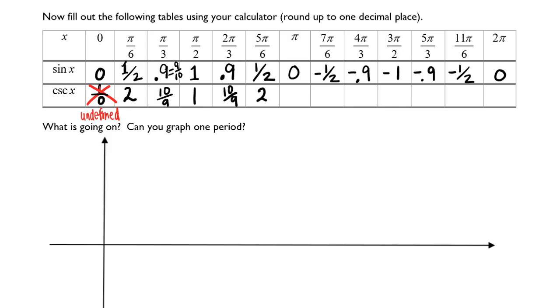The reciprocal of 0 is 1/0, again undefined. The reciprocal of -1/2 is -2. The reciprocal of -0.9 is -10/9. The reciprocal of -1 is still -1. The reciprocal of -0.9 again is -10/9. The reciprocal of -1/2 is -2. And the reciprocal of 0, undefined.